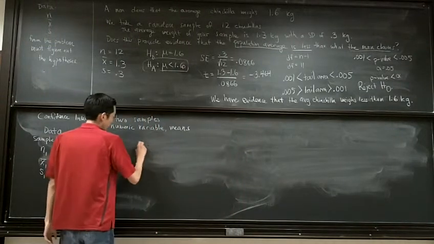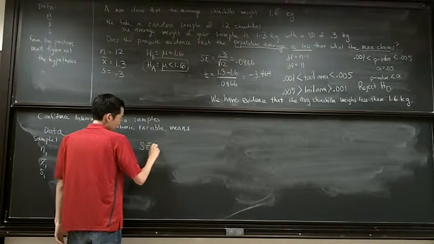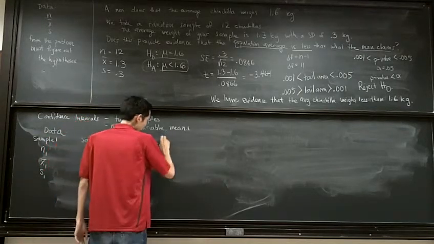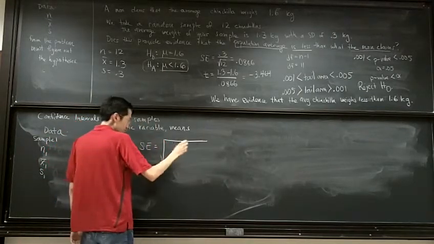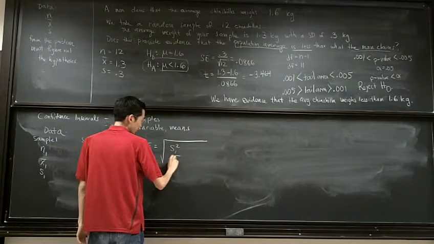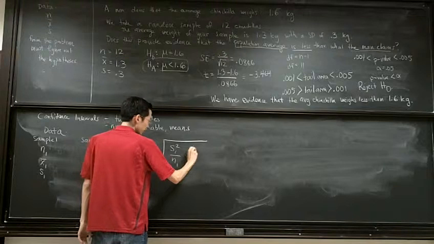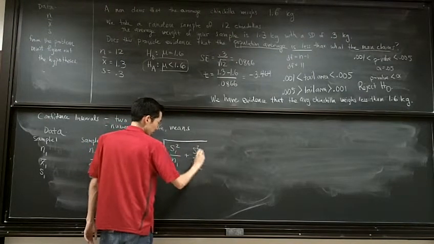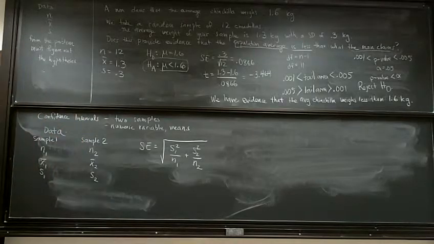The standard error is going to be an ugly formula, nothing we can do about it, alright? Just like the other situation: the square root of s1 squared over n1 plus s2 squared over n2. It's not the worst. It just looks a little bad, okay?